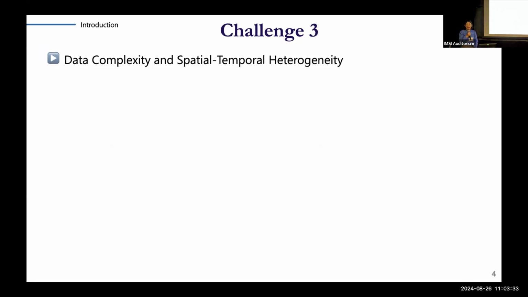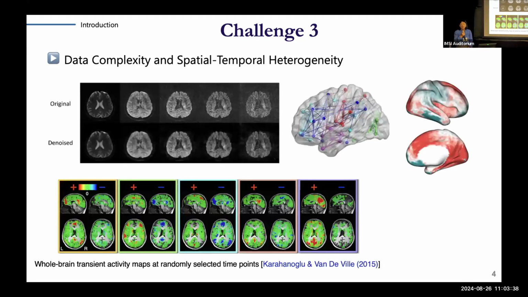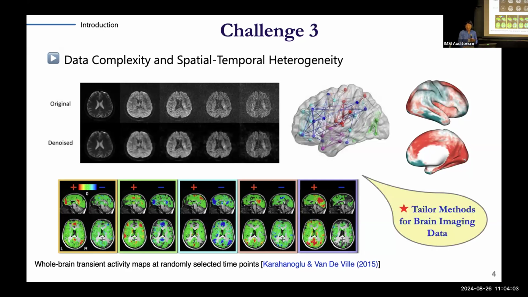And the third challenge lies in data complexity. We know that imaging data typically contain unwanted noise and also very complex spatial and temporal heterogeneity and correlation. So we need a sophisticated model to capture the underlying pattern and heterogeneity from such complex data. We need to develop, refine and tailor the methods for this kind of data.